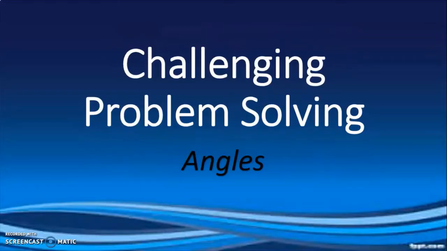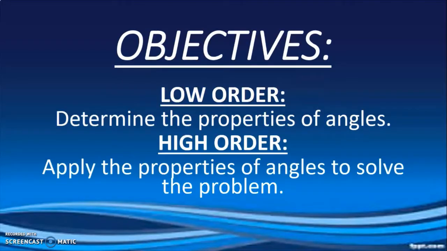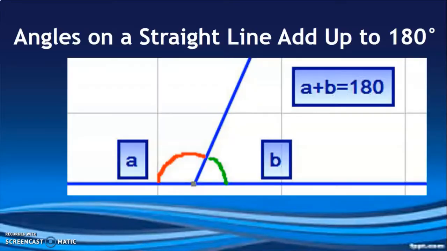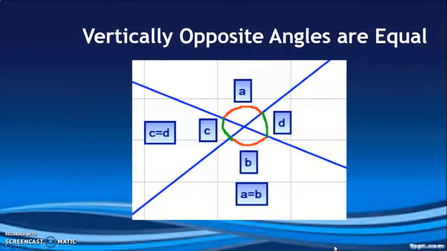We're going to answer challenging problem solving involving angles. So we must be able to determine the properties of angles and apply the properties of angles to solve the problem. What are the properties of angles? First, the angles on a straight line add up to 180 degrees. If there are 2 or 3 more angles on the straight line, the sum will be 180 degrees.